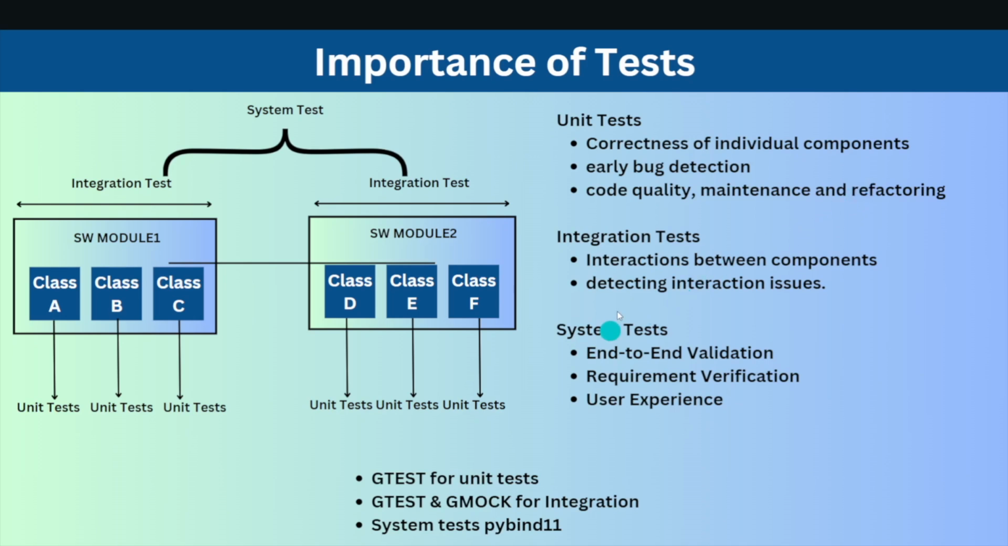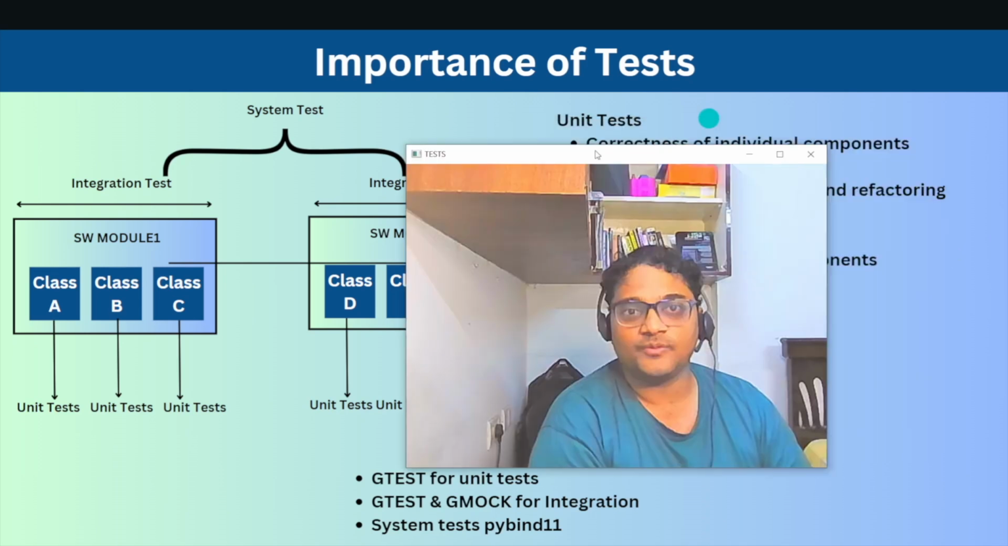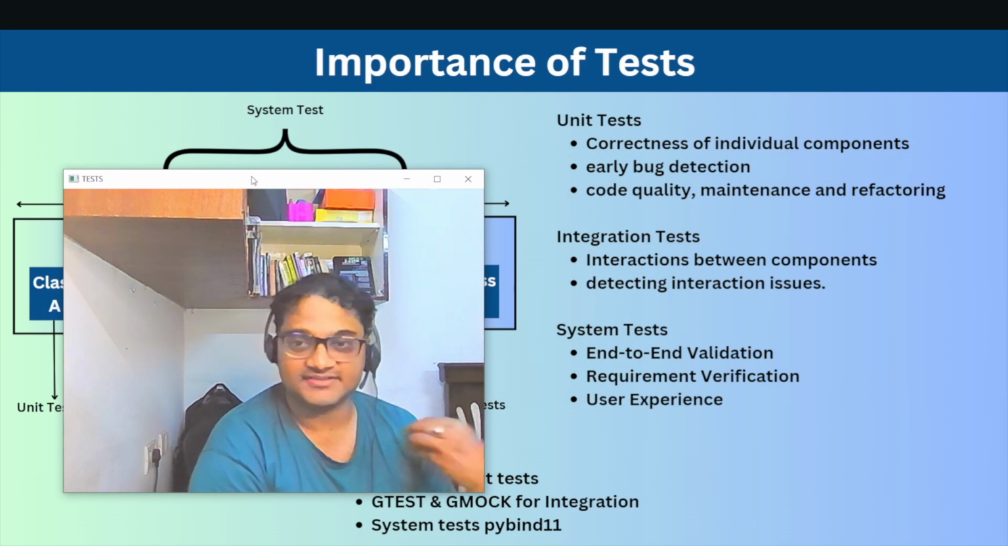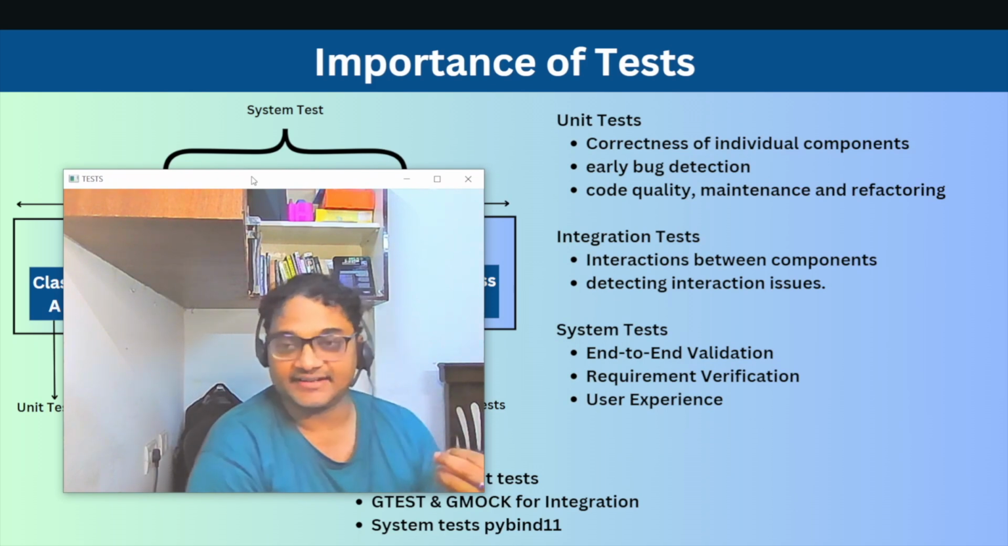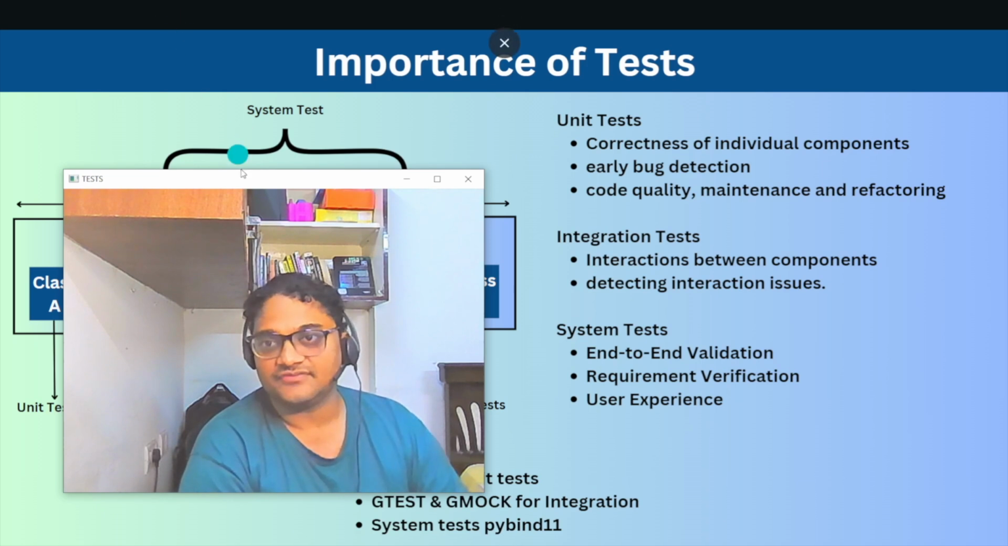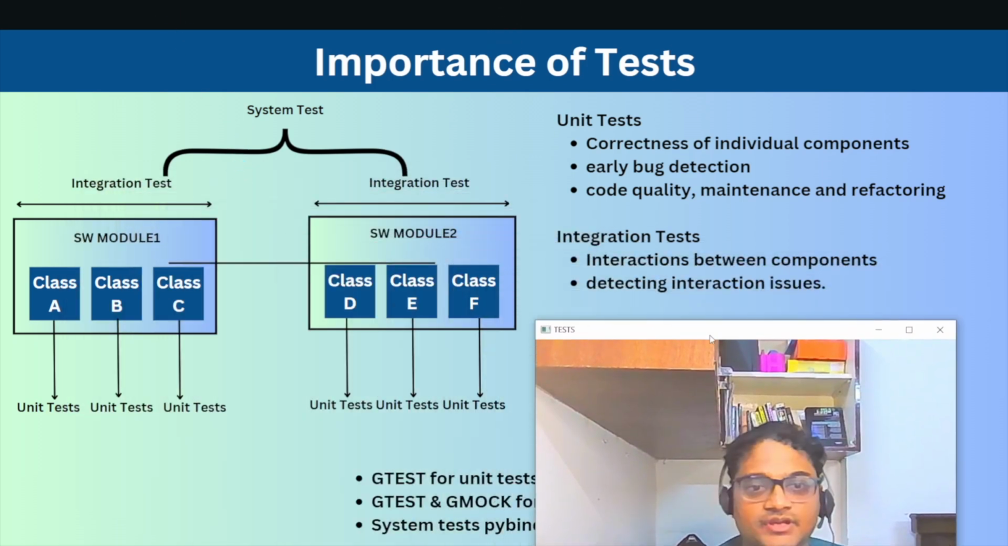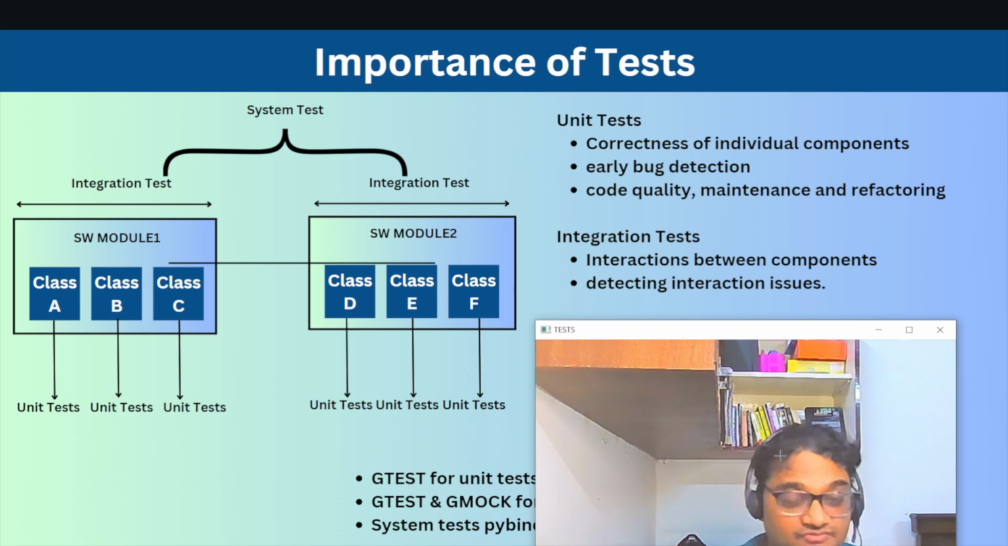The unit test, as I mentioned, checks the correctness of the individual components. And one main thing is early bug detection. You don't want the bugs to be detected at the customer level. The first and foremost thing is that we need to ensure bugs are detected as early as possible. In any software development, once the software is deployed, we need to avoid escalations.